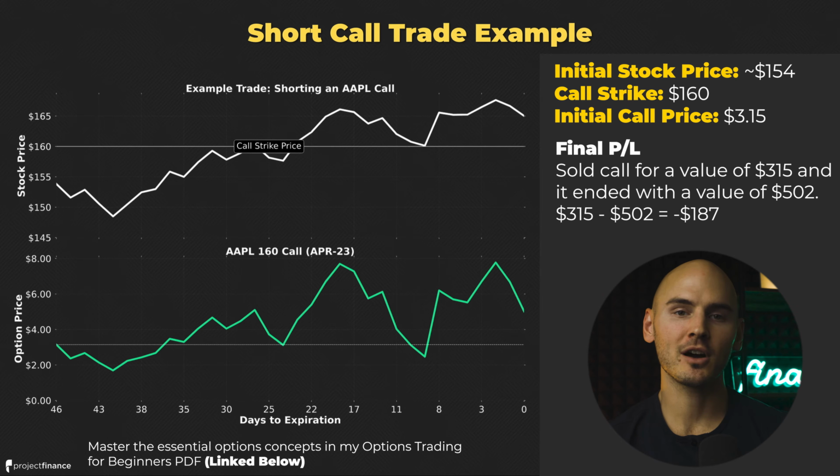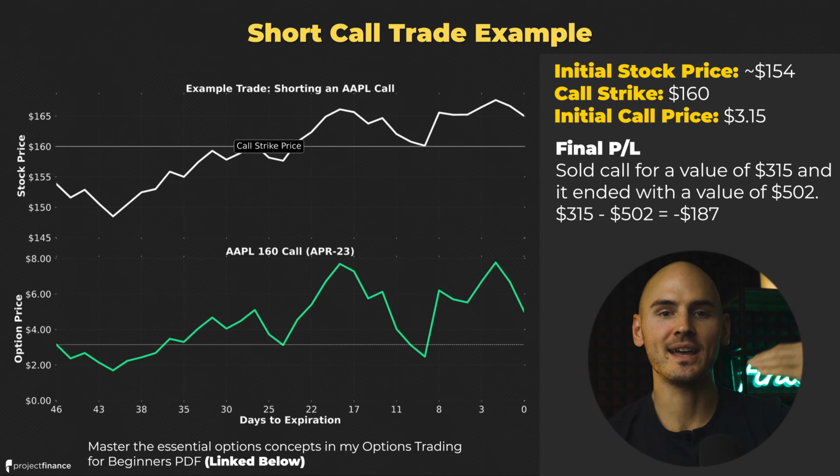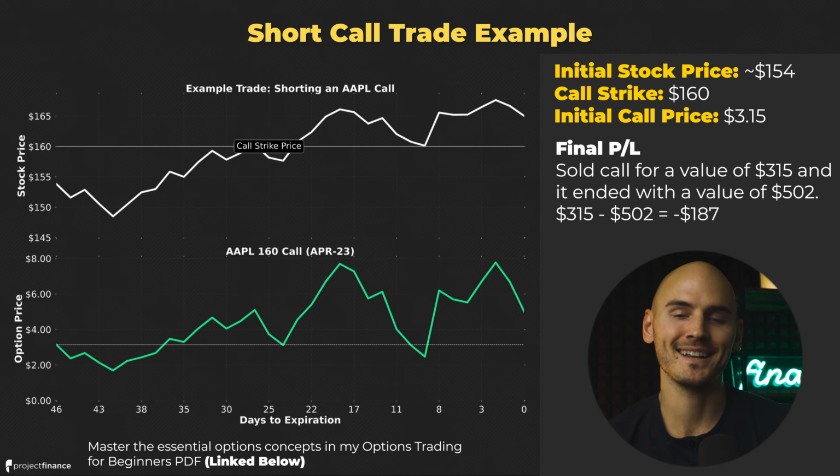That's because if I short a call option for a total premium of $315 and the option's price goes up to $502 at expiration, if I collect $315 and then pay back $502 to close the option position at expiration, my final loss is $187.